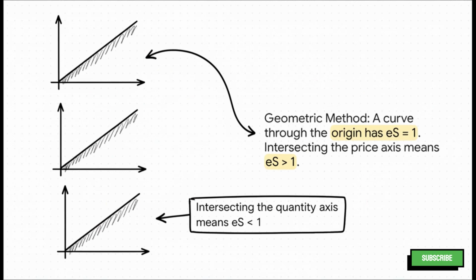You know, there's also a handy visual shortcut for this called the geometric method. If you have a straight line supply curve, you can tell its elasticity just by looking at where it starts. If the line starts from the vertical price axis, the elasticity will be greater than 1. If it starts from the horizontal quantity axis, the elasticity is less than 1. And if it's a straight line that goes right through the origin, the elasticity is exactly equal to 1. It's a neat little trick to remember.